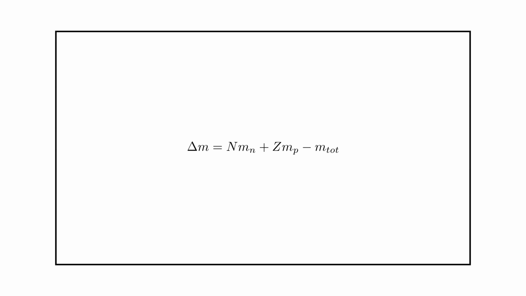Helium's nucleus has 2 protons and 2 neutrons in its stable isotope, so N and Z will both be equal to 2. The mass of a neutron is roughly 1.675 times 10 to the negative 27th kilograms, and the mass of a proton is roughly 1.673 times 10 to the negative 27th kilograms. We'll multiply both of those by 2 and then add them together. Our expected mass is 6.696 times 10 to the negative 27th kilograms.